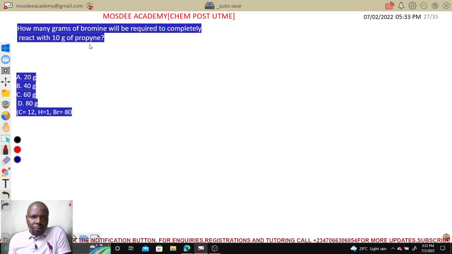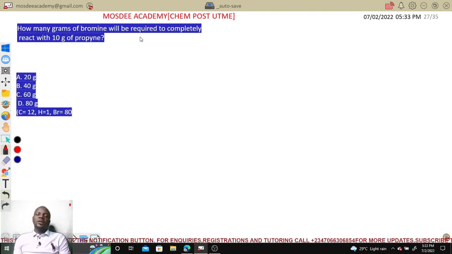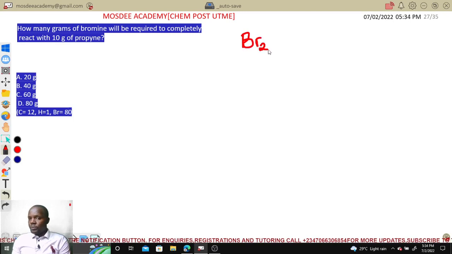How many grams of bromine will be required to completely react with 10 grams of propane? Now, let's just write bromine as Br2. You and I know, yeah, bromine. All gases are diatomic except the noble gases. Note that exception.